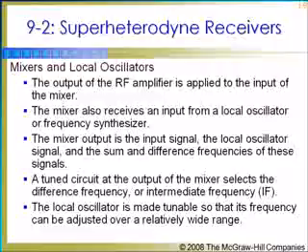The mixer may be a diode, a balanced modulator, or a transistor. MOSFETs and hot carrier diodes are preferred as mixers because of their low noise characteristics. The local oscillator is made tunable so that its frequency can be adjusted over a relatively wide range. As the local oscillator frequency is changed, the mixer translates a wide range of input frequencies to the fixed IF.